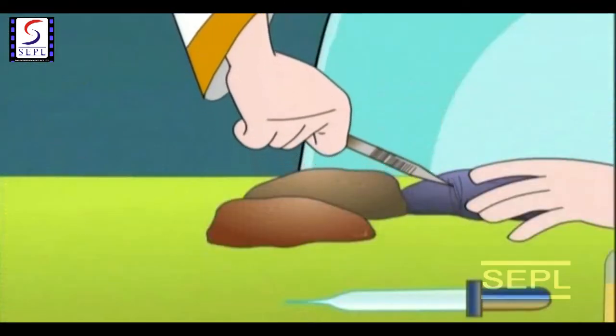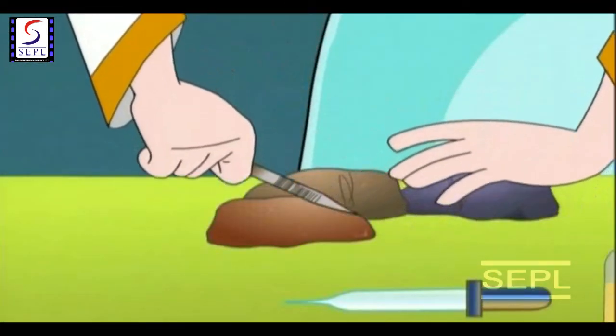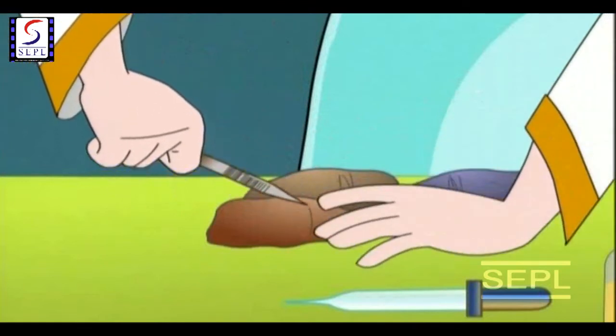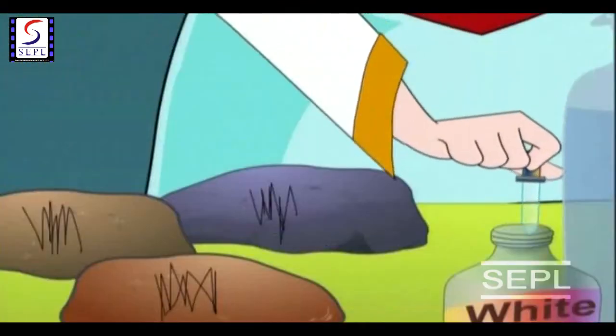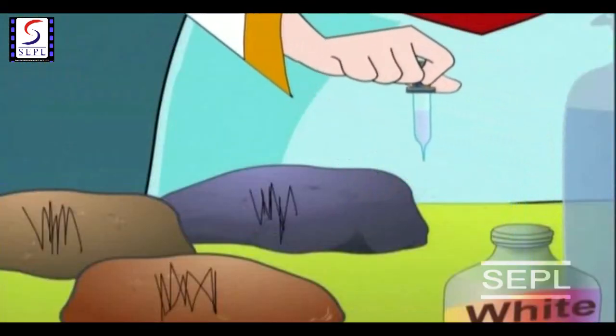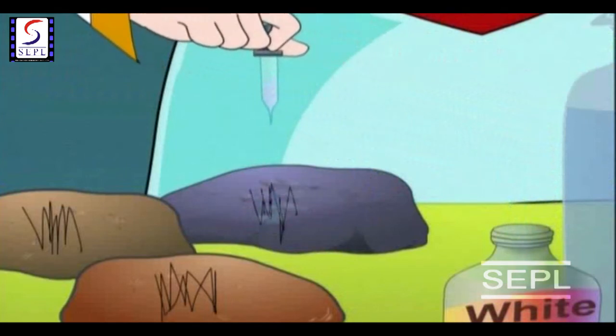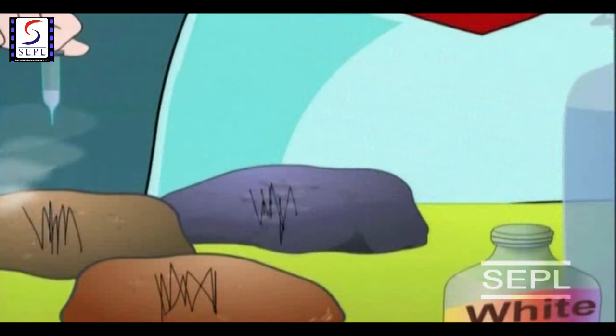Make a slightly rough patch on each rock by rubbing the surface with a metal nail file. With the eyedropper, place 1 drop of vinegar on the rough patch of each rock. Observe the reaction on each rock.